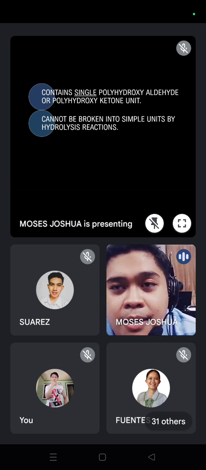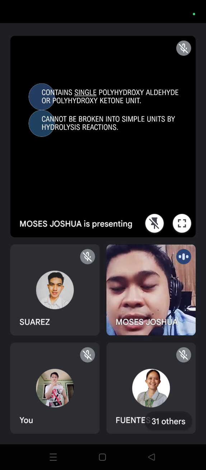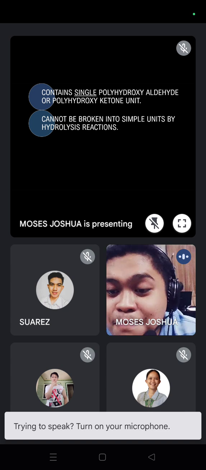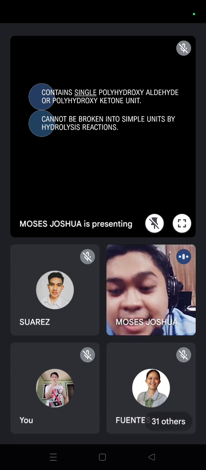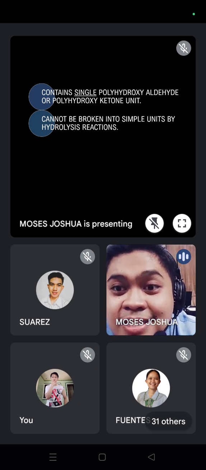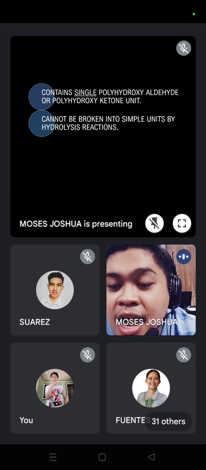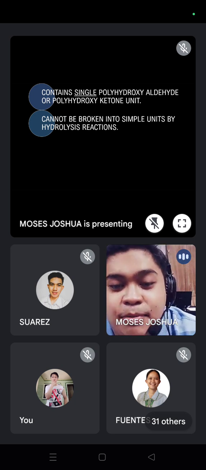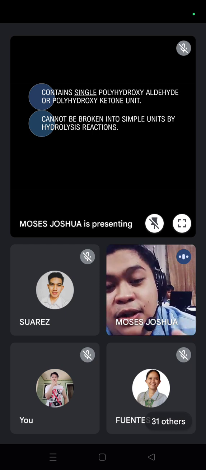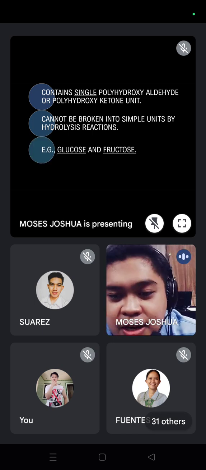So again, pure substances like elements, and these monosaccharides, all of the basic units, all the building blocks, can't be broken down into simple units because they are already simple units. That's why we cannot simplify these basic units. If we simplified galactose or fructose, it would make no sense. So it cannot be broken into simple units, by hydrolysis or whatever reaction we use, because it's a basic unit, already a simple unit. Next, we have the examples: glucose and fructose.